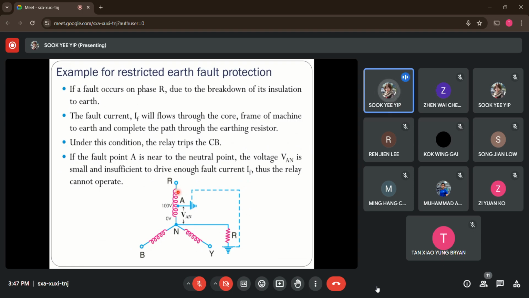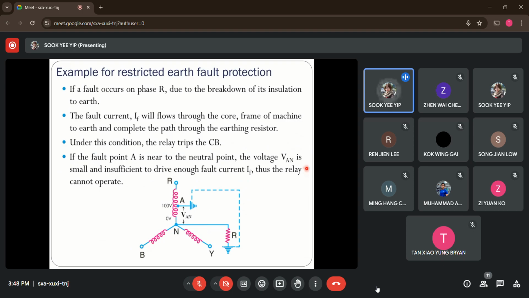So what if we shift the fault point to point A instead? Let's say it's 50% of the stator winding. So 50% of 200 volts now is 100 volts. So the generated phase voltage now is smaller, 100 volts. With this 100 volts being generated, of course, the fault current will now become much smaller. So it might be unable to be picked up by the earth fault relay.